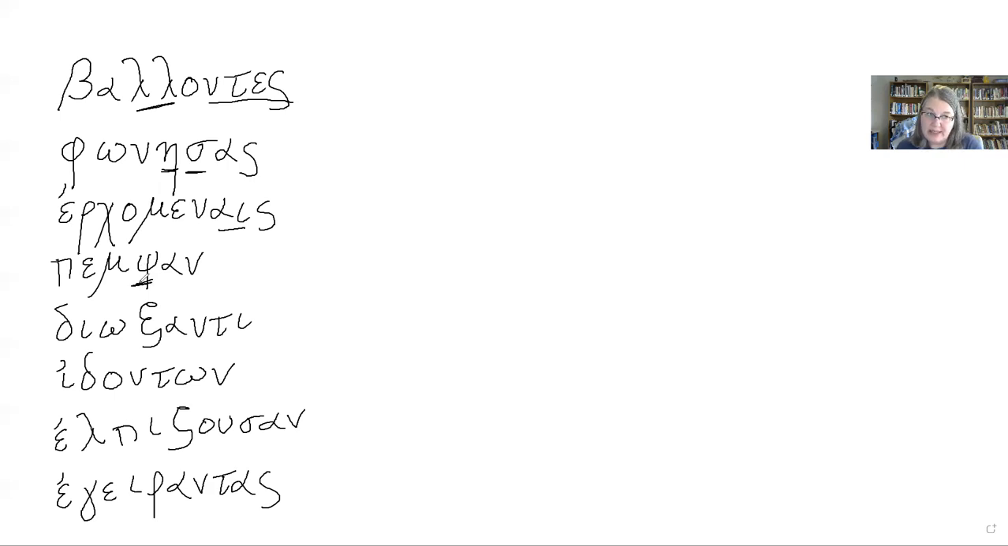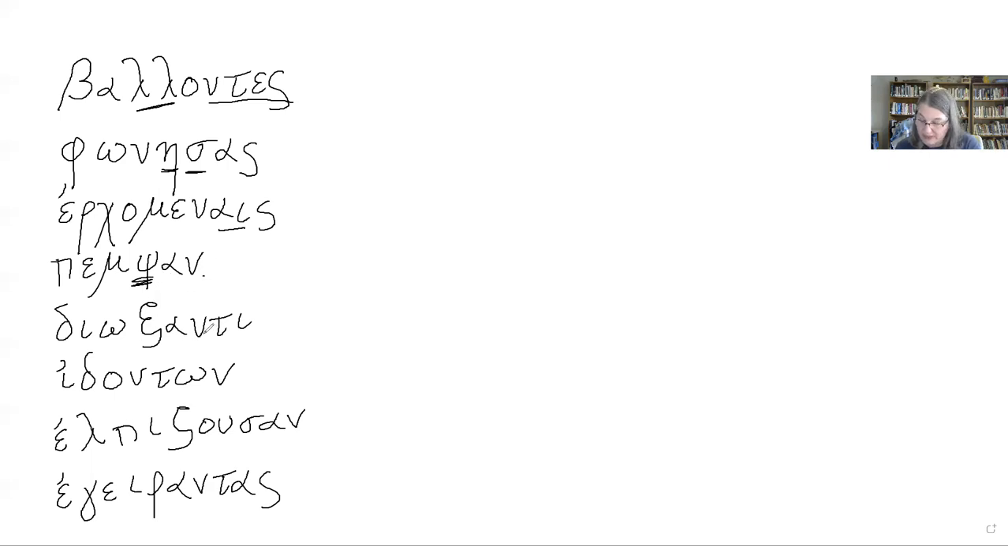Pempsan, we're going to recognize this right away and know that this is pempo, but with a sigma, and that tells us that this is an aorist form. And then we look at the alpha nu ending, and we recognize that as the neuter singular ending, and of course it'll be the same in the nominative or the accusative.